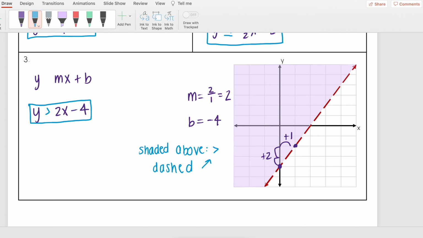So the answer you should have gotten for this one was y is greater than 2x minus 4. My y-intercept was at -4. The slope you should have gotten to be 2 over 1, which is just 2. Since this was shaded above, I want greater than, and since it was dashed, that means it's going to be strictly greater than.